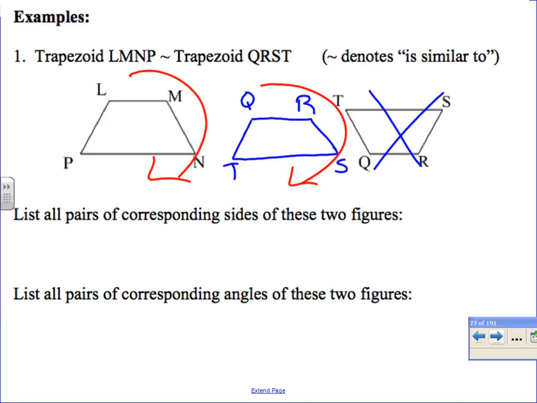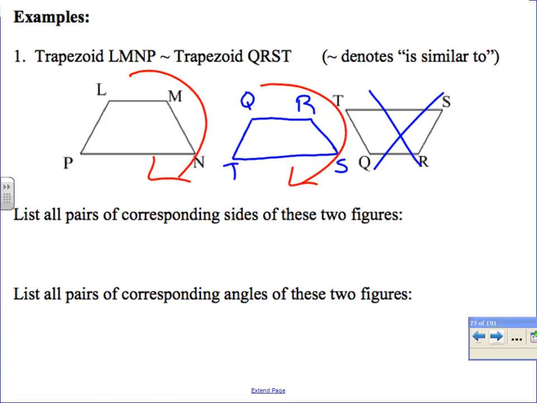But now we're actually using that word corresponding parts. On a test, on homework, I recommend that you redraw it, just like we did, so that the corresponding parts are matched up. Sean? There's probably no reason. I don't think that matters at all. Okay, so after you redraw them, we need to list all pairs of corresponding sides of these two figures.